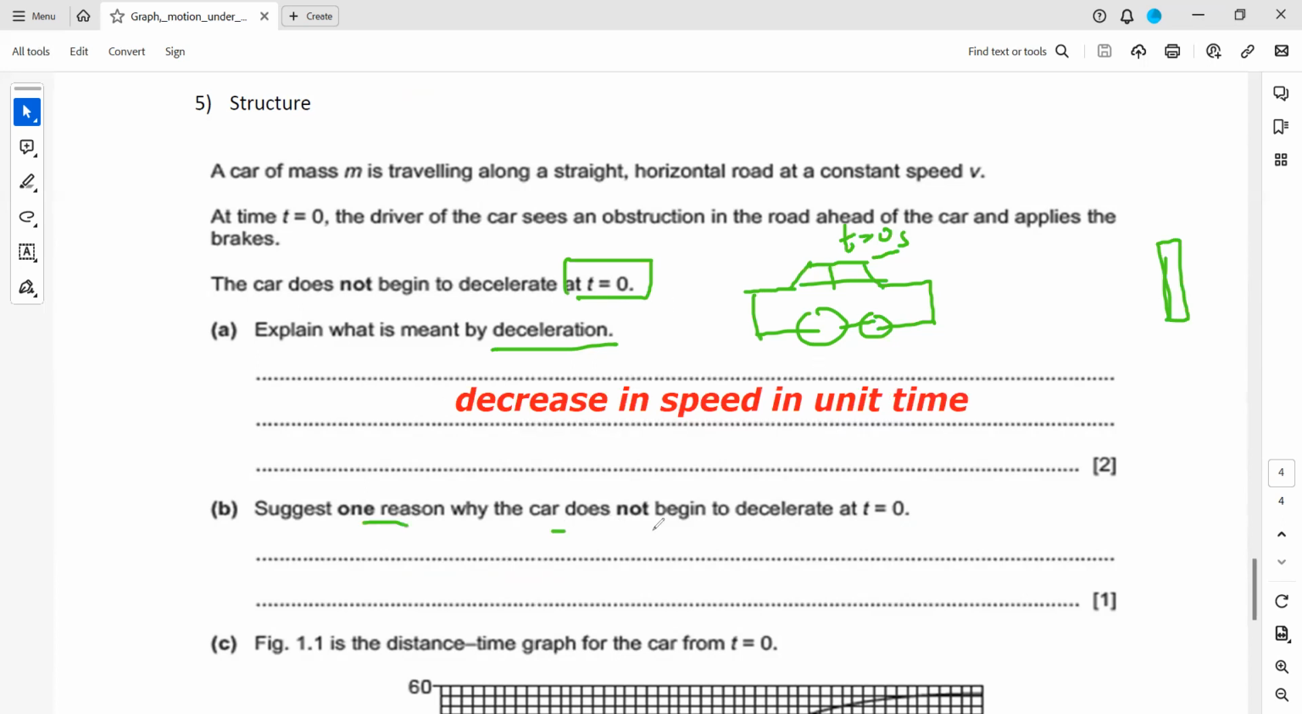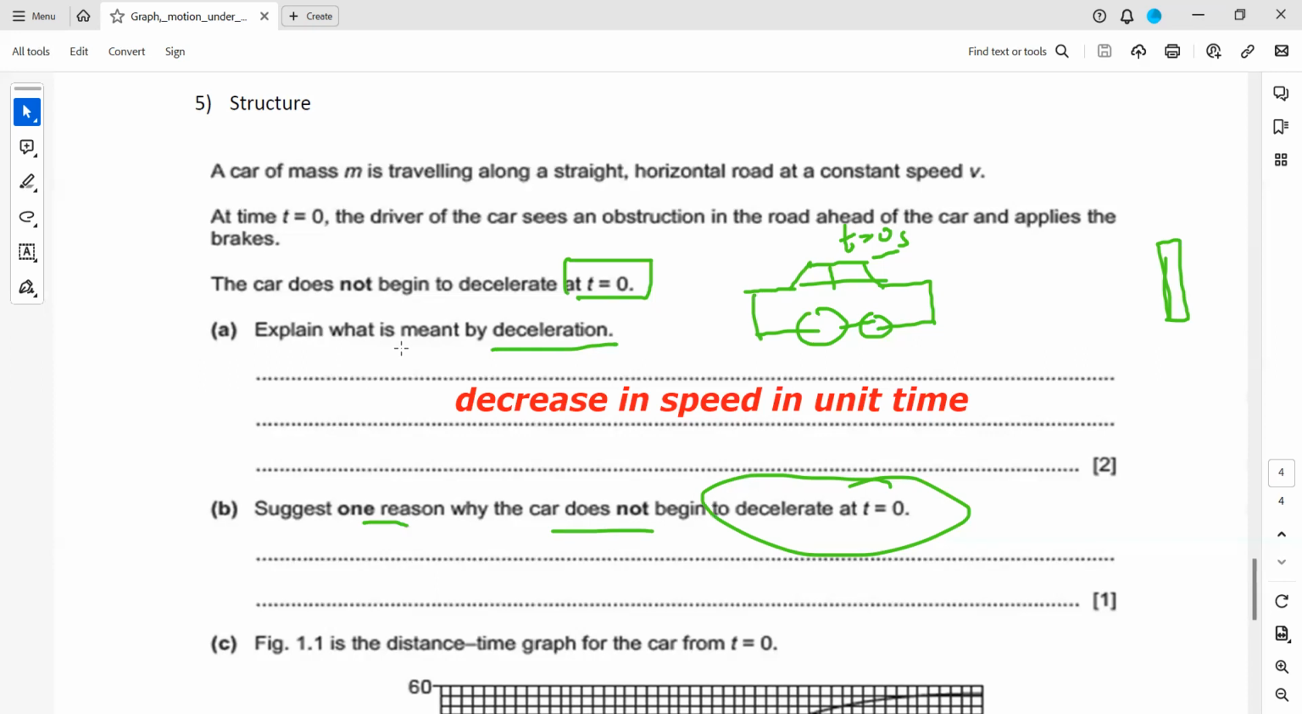Suggest one reason why the car does not begin to decelerate. Because at time t equals 0, when the driver sees that there's an obstruction in the road, he will think that he should apply the brake. Negative acceleration, if you mention only negative acceleration, you will score 1 mark. You have to mention that it is a change in velocity per unit time.